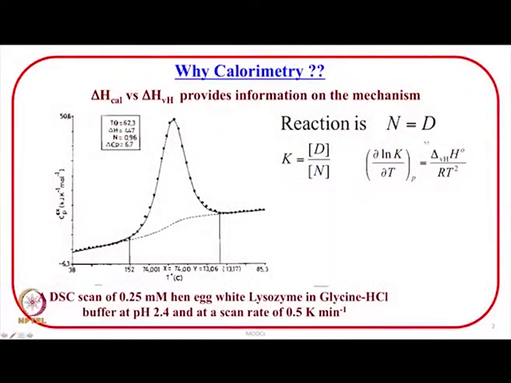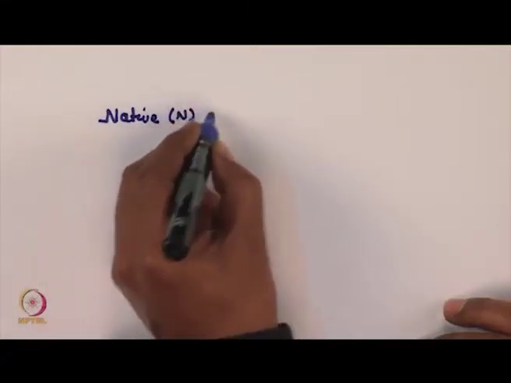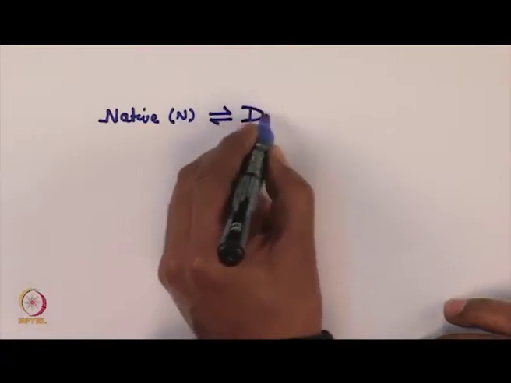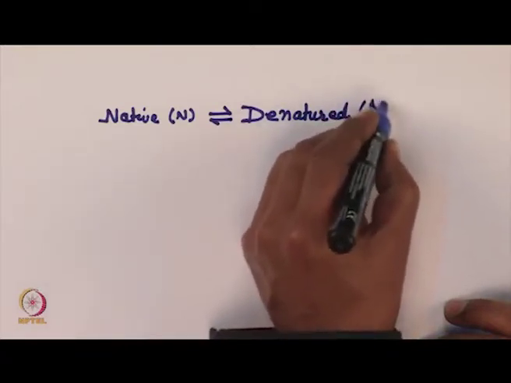Now let us go back to our discussion that Van 't Hoff enthalpy can be obtained from the temperature dependence of the equilibrium constant, and the expression for K depends on the reaction mechanism. What does this mean? Expression for K depends on reaction mechanism. We are talking about native state of the protein N and its equilibrium with denatured state, which is D.